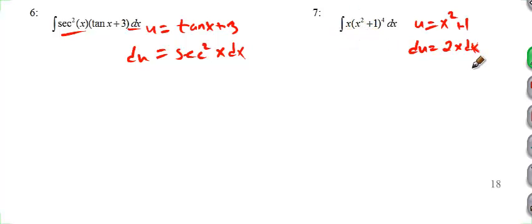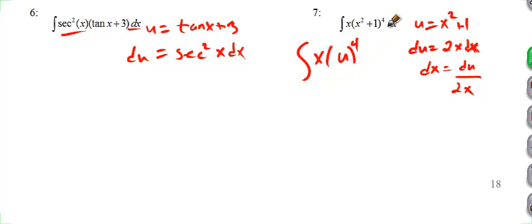So when I was a student, what I had to do is, anytime it wasn't quite right, I would solve for dx. And so dx is du divided by 2x. And now I'm going to replace my u and replace my dx. So let's see what we got. I'm not doing anything with the x right now. Not yet. X squared plus 1, that's u, to the 4th. dx is the du over 2x.